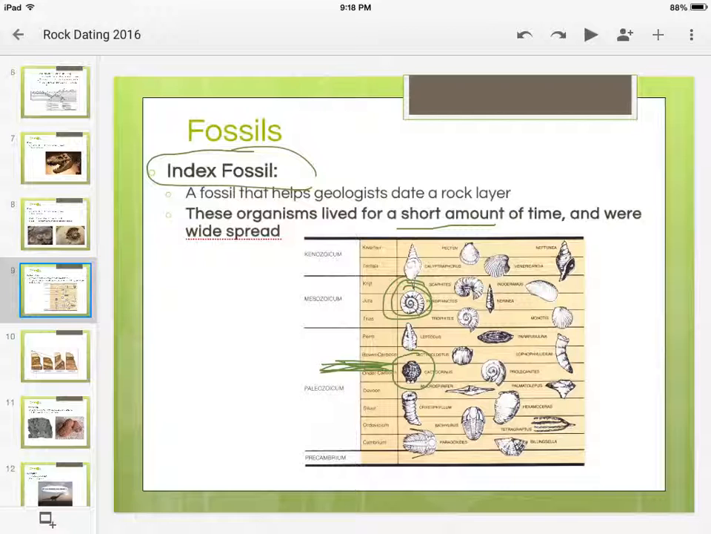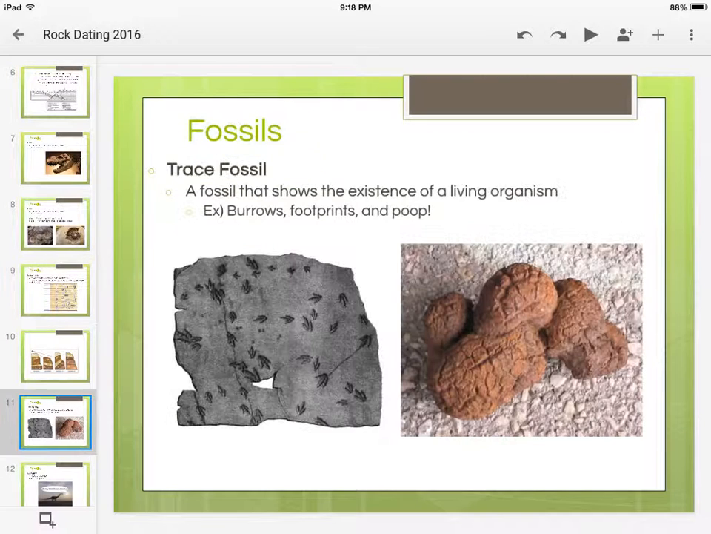Okay, so then if we look at, and then a trace fossil is just, it gives evidence that an organism was there, like it's just a trace that they're around, like footprints, or this is an actual piece of fossil poop that showed there obviously had to be an animal there, but you don't actually have the animal, you just have the remains of the animal. So that's called a trace.